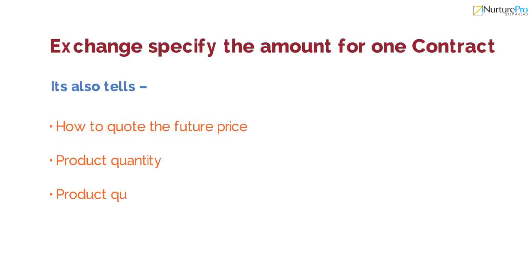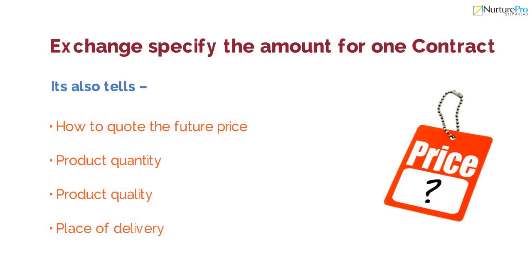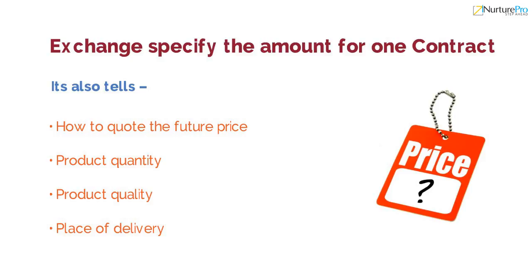The exchange will also specify the amount for one contract. It also tells the counterparties how to quote the futures price, the product quantity and quality, the place of delivery, etc. As all the other elements of a futures contract are standardized, it enables the market participants to concentrate on only one element, that is, the price.